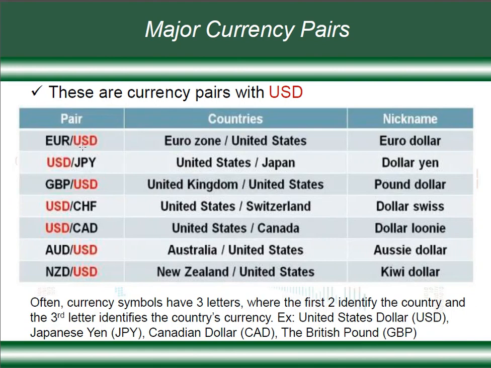Euro USD is also just like Euro dollar, because we know dollar for US mostly, okay? USD JPY is also known as the dollar yen. USD is the dollar. This is Japanese yen. So this is the pound used in UK against the dollar in US. So pound dollar. This is the dollar used in US against the Swiss franc used in Switzerland.